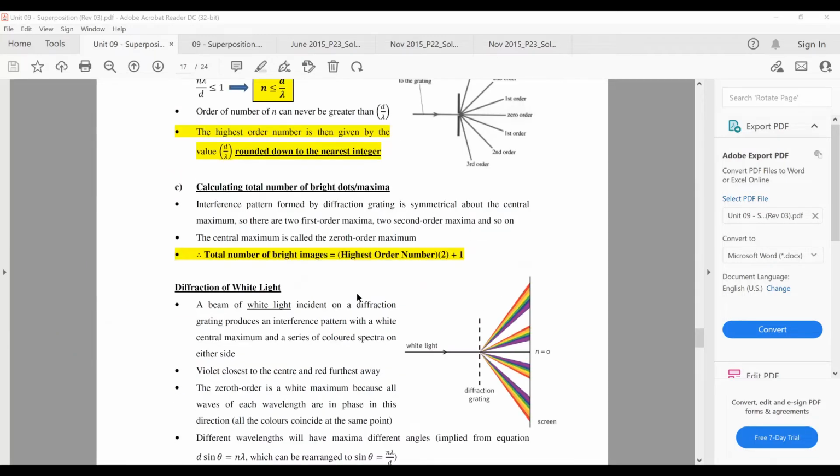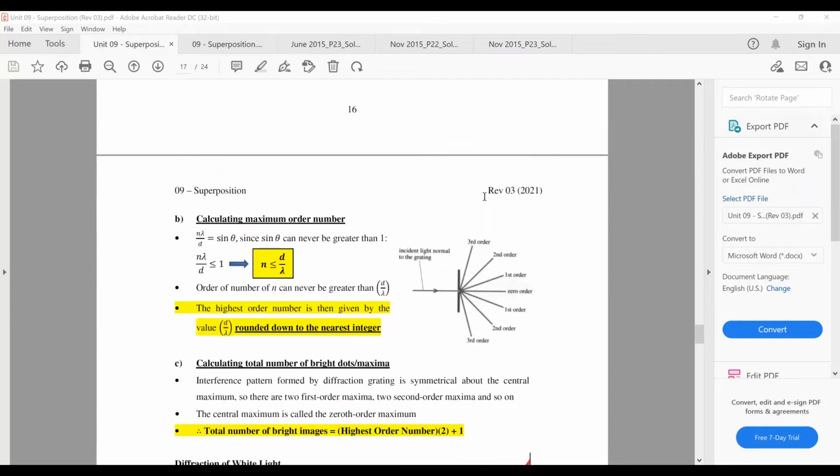Okay, then the next thing I just want to talk about is when you do your questions on diffraction grating, you will also be asked to calculate one of two things. Calculate the maximum possible order number, or calculate the total number of bright dots and maxima.